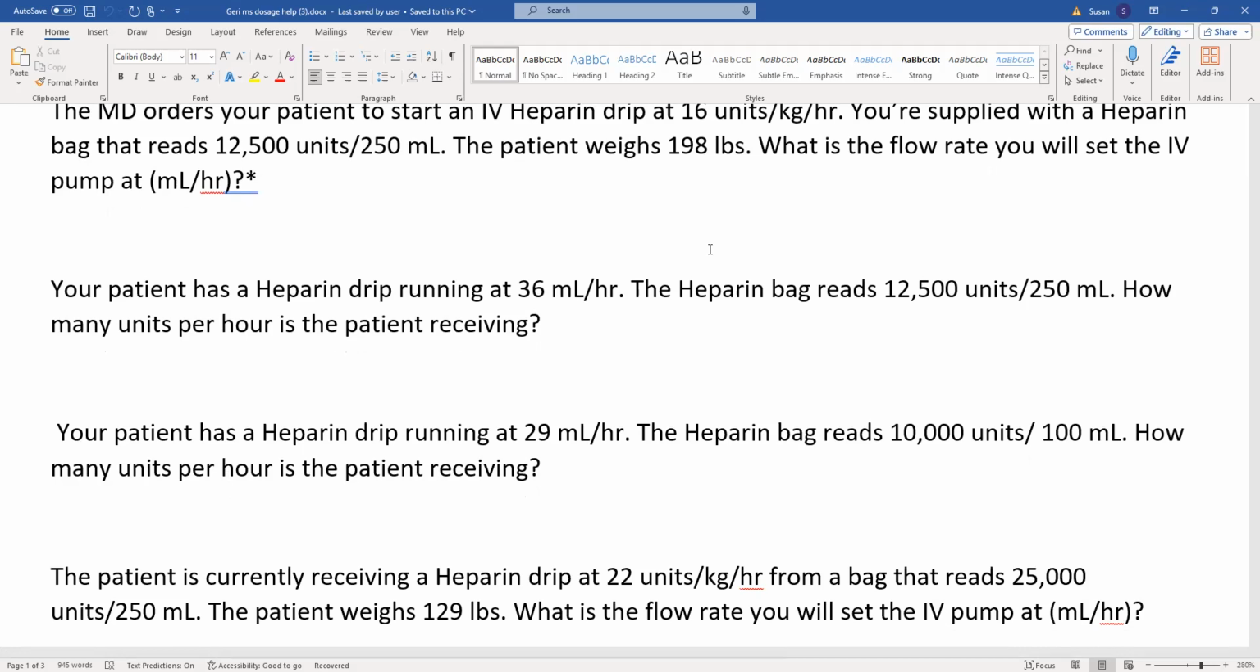Hold on, this is the one that got me the last time. Your patient has a heparin drip running 36 minutes. Yeah, this is the one that got me. Hold on.